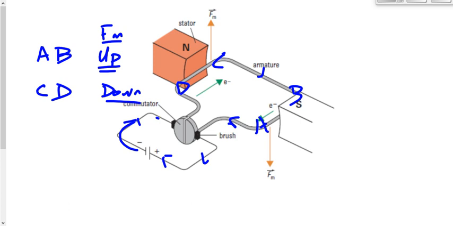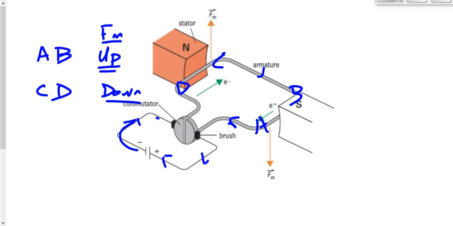What's one? Increase the current. Yeah, increase the current. If you make the current stronger, the magnetic force on that wire, on AB and on CD, is going to be bigger. So increase the current. Increase the magnetic field. Increase the magnetic field strength. So stronger magnets, stronger permanent magnets, right? You increase the magnetic field strength, you're going to increase the force on those wires, and therefore you're going to make it spin faster. What's the other one? What's the third one?